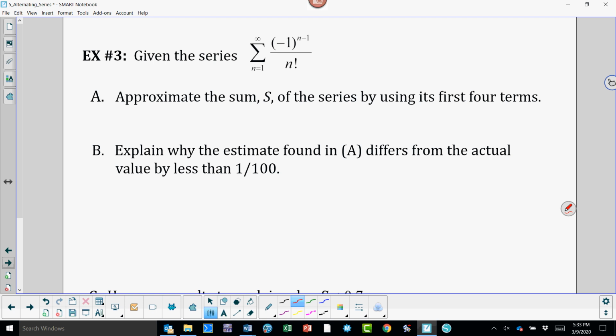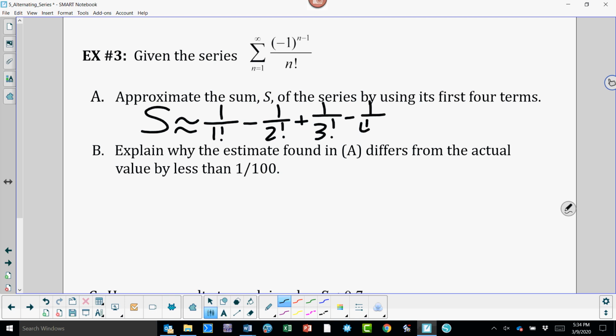Okay. So here we're going to approximate the sum of the series using the first 4 terms. So the sum is approximately, let's plug in 1. If I plug in 1, this one's going to start positive. So I'm going to have 1/1 factorial, minus 1/2 factorial, plus 1/3 factorial, minus 1/4 factorial. If I do that in the calculator, I get 0.625. That's what I get when I add up the first 4 terms.